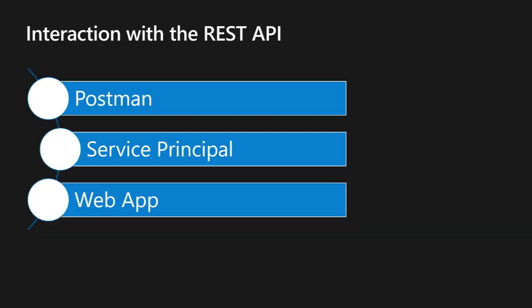Okay, so there's three options that I'm going to show you. One is with Postman. Postman is a testing tool for testing a REST API. We can use a service principal that will act on its own, interact on its own with the API. And finally, I'm going to show you a web application.